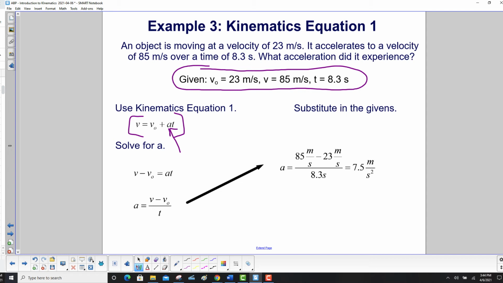Solve for acceleration first. So first of all, we get v0 on the other side by subtracting it from both sides. So we have v minus v0 equals at. Then divide through by t to isolate a, and then another step, just switch it around. So you have a on the left side instead of the right, and you have v minus v0 over t. Now we can substitute in our givens. Here's the final velocity, here's the initial, here's the time, carry out the math, and we get 7.5 meters per second squared.